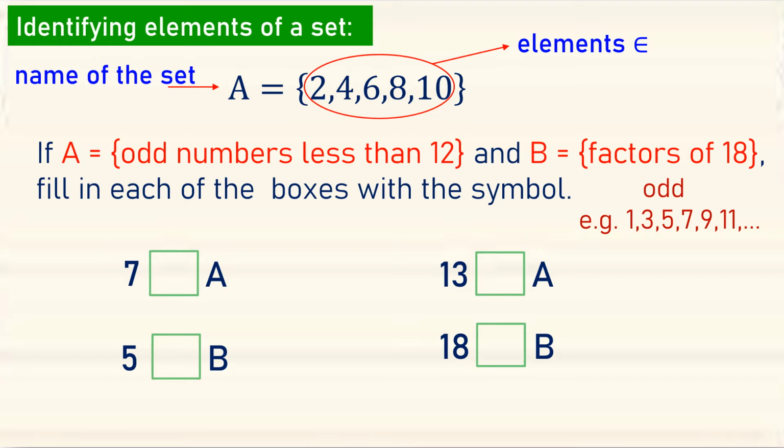So what do you think? Is 7 an element of set A? Definitely yes. Is 5 an element of set B? No, it's not an element of set B. How about 13? Is it an element of set A? No, it is not an element of set A. How about 18? Yes, it is an element of set B.